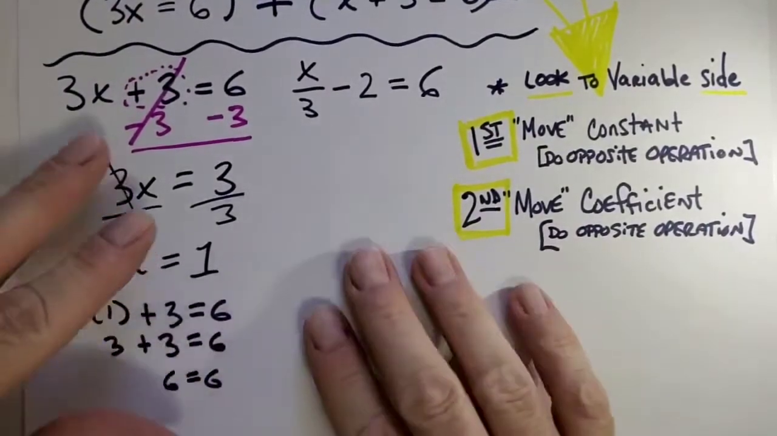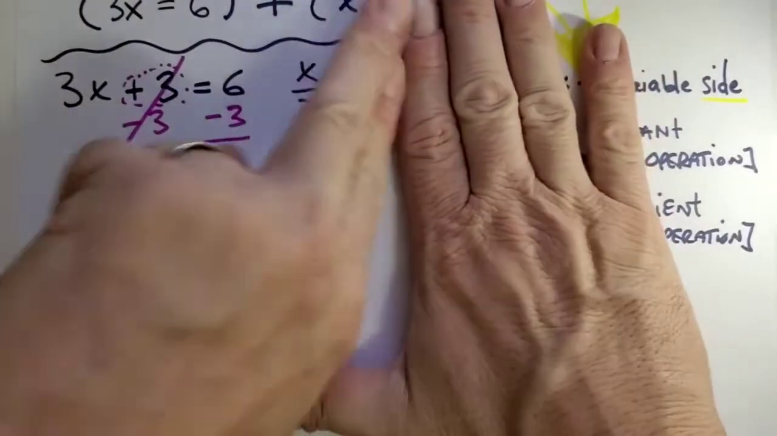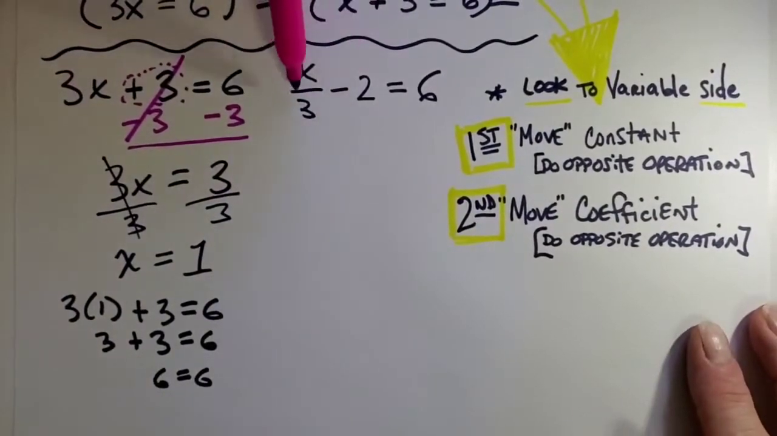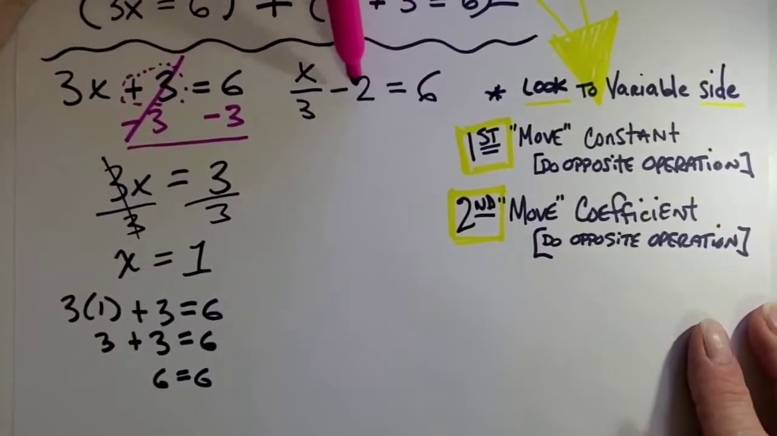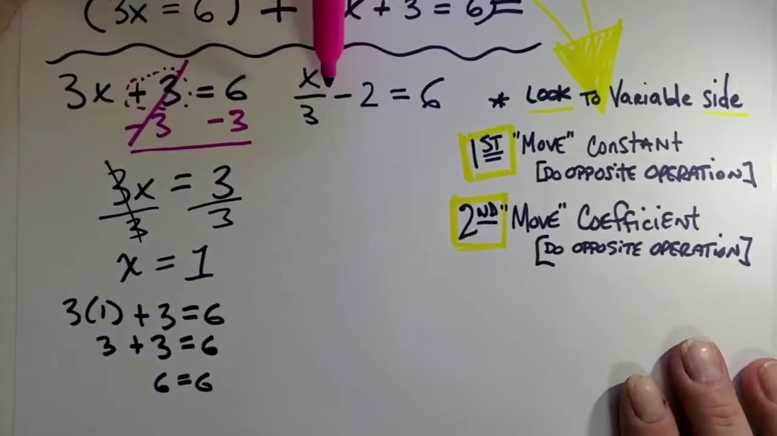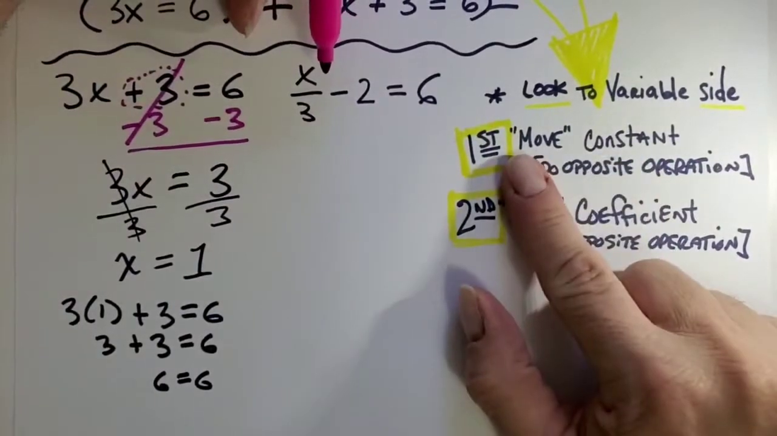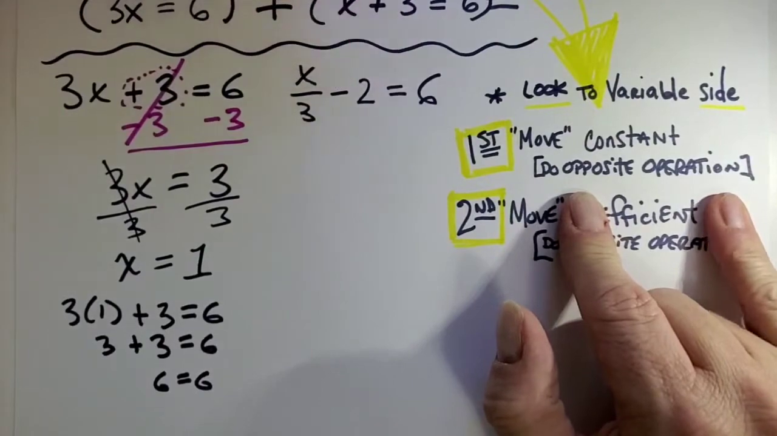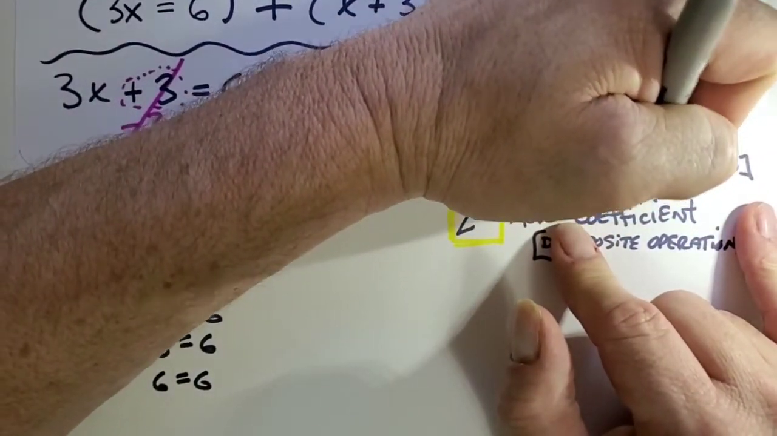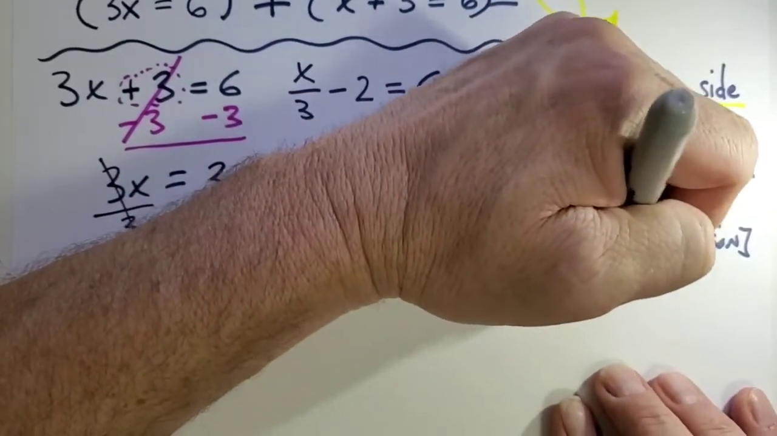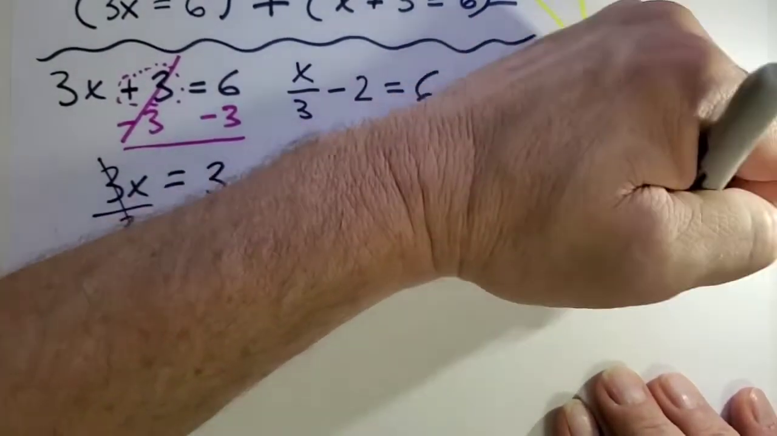Let's take a look at this one now. I'm going to look to the variable side. It's over here. We're going to move the constant first. Before we ever get to the variable term, we're going to start away from it and move toward it. So I'm going to move the constant first. How do I do that? I'm going to do the opposite operation to both sides. People, we're going to get more complicated than this, so follow the steps.